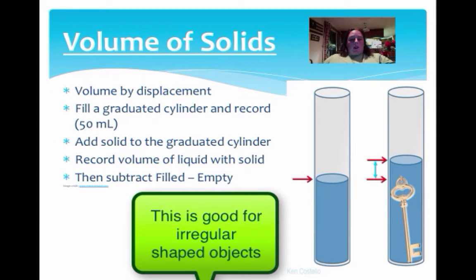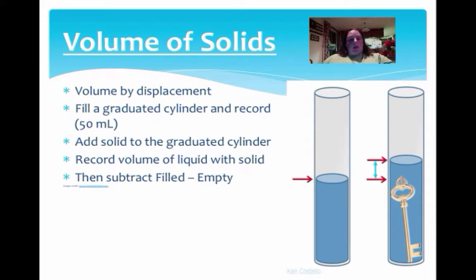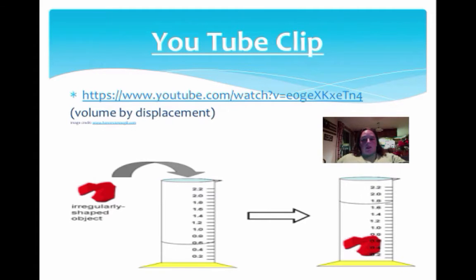And volume of an irregular solid is done by something called volume by displacement, and I'll show you a video clip here in a minute that'll actually show you how to do it. So basically what you do is you fill a graduated cylinder and record the amount. Now I'm saying 50 milliliters. If you were to do 60, that's fine too. Just make sure you record it. You add that irregular shaped solid, so in this case it's a key that we have here, and then record the volume again, and then you subtract the filled minus the empty, and then you get the volume of your irregular shaped object. Alright, so here's the YouTube clip.